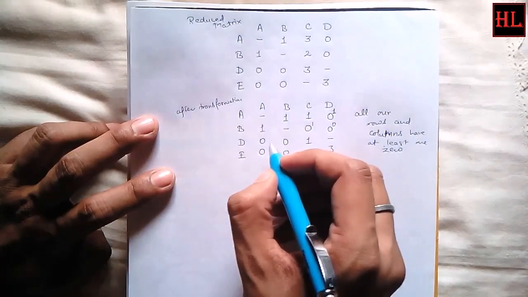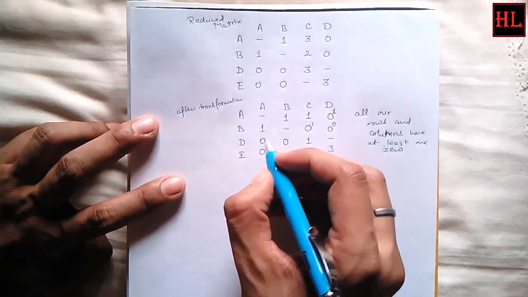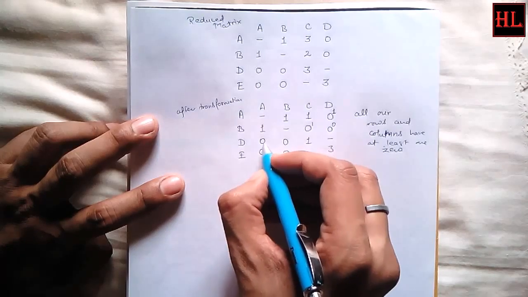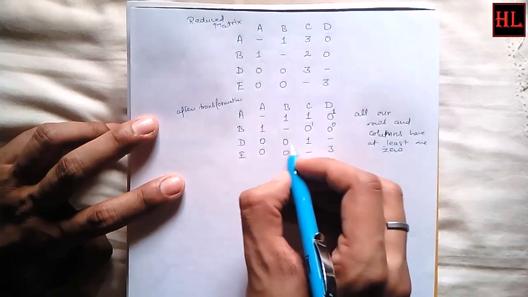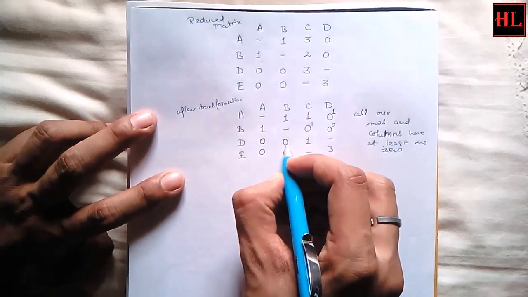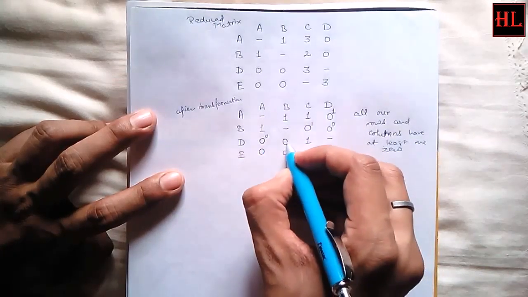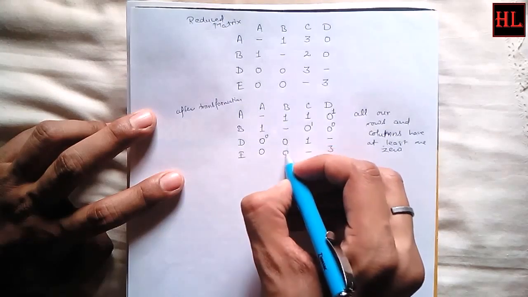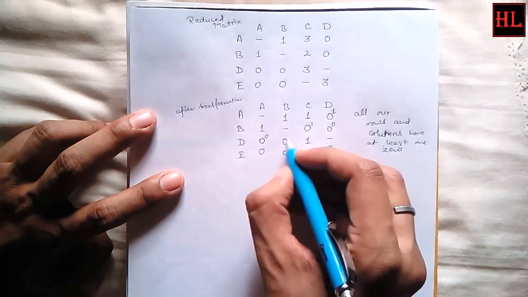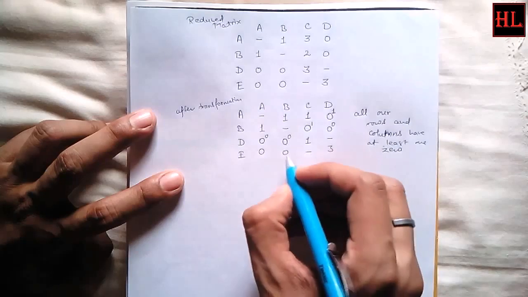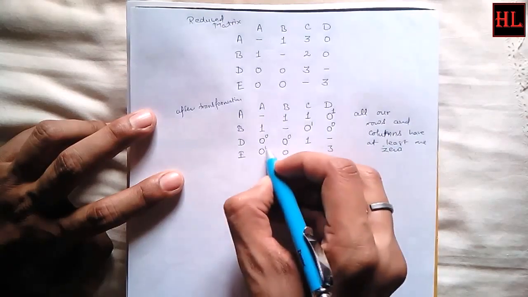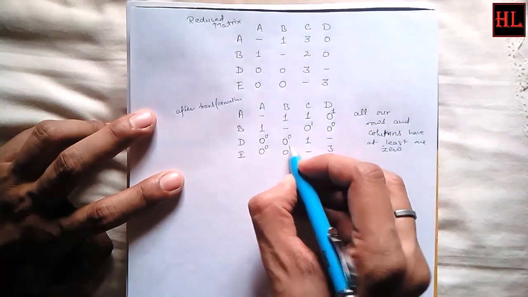For these zeros, we will find the penalties. For this 0, the minimum element in its row is 0. The minimum element in its column is also 0. So 0 plus 0 is 0. And for this, the minimum element in its column is 0. The minimum element in its row is 0. So 0 plus 0 is equal to 0. Similarly, for these two zeros, the penalty is again equal to 0.